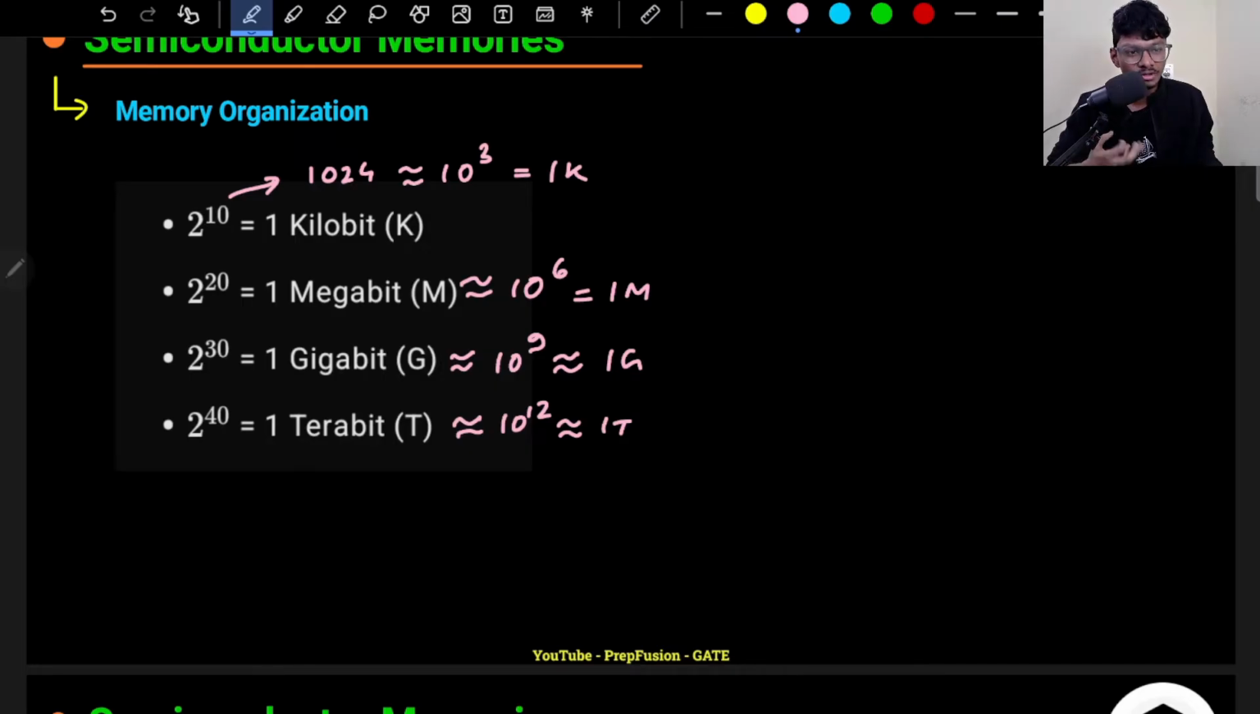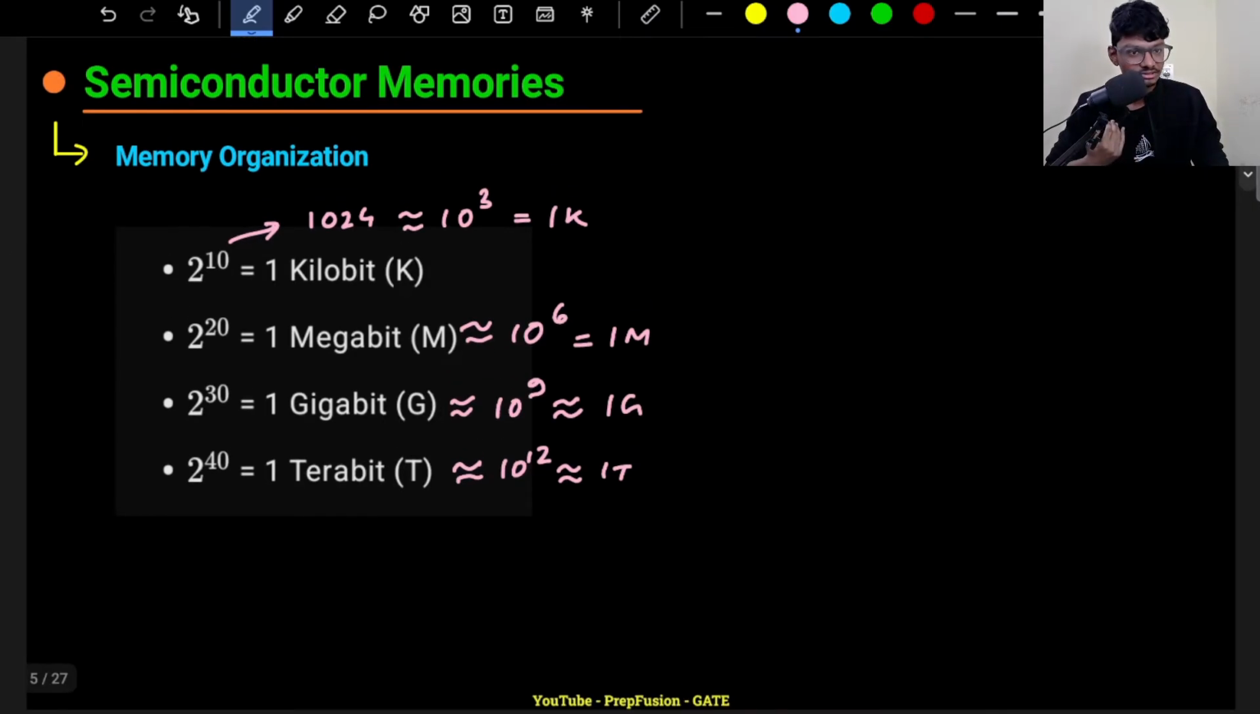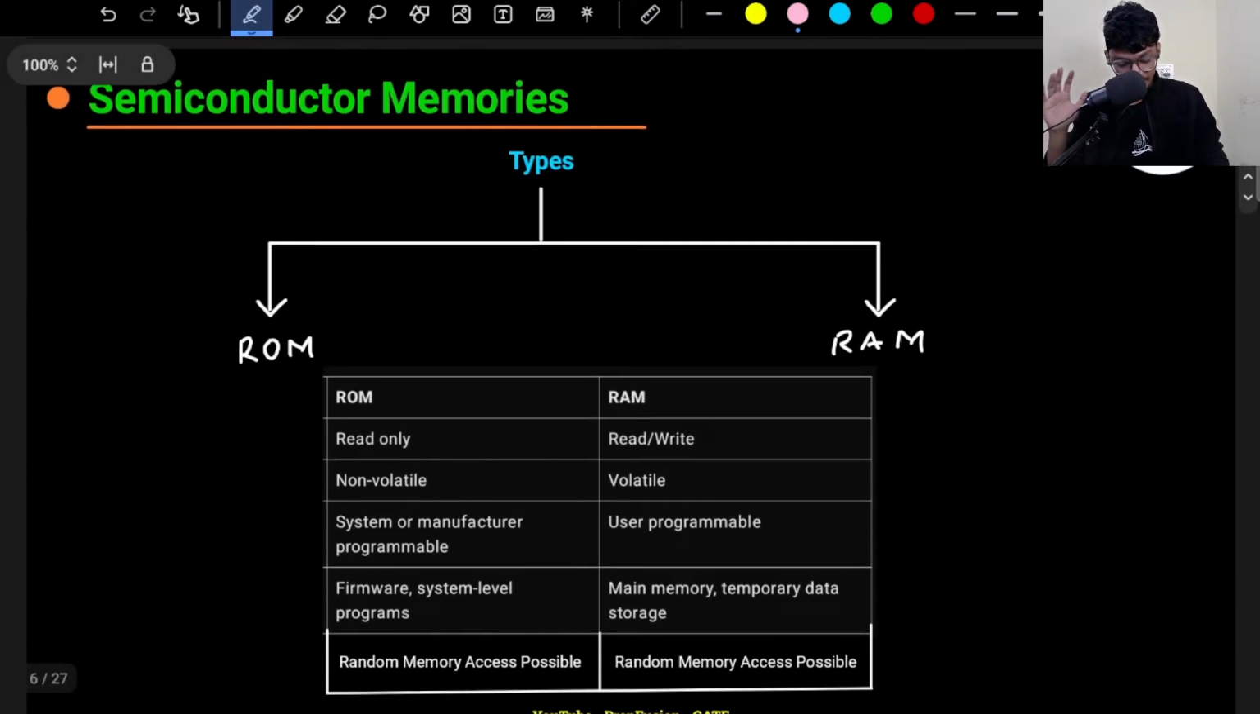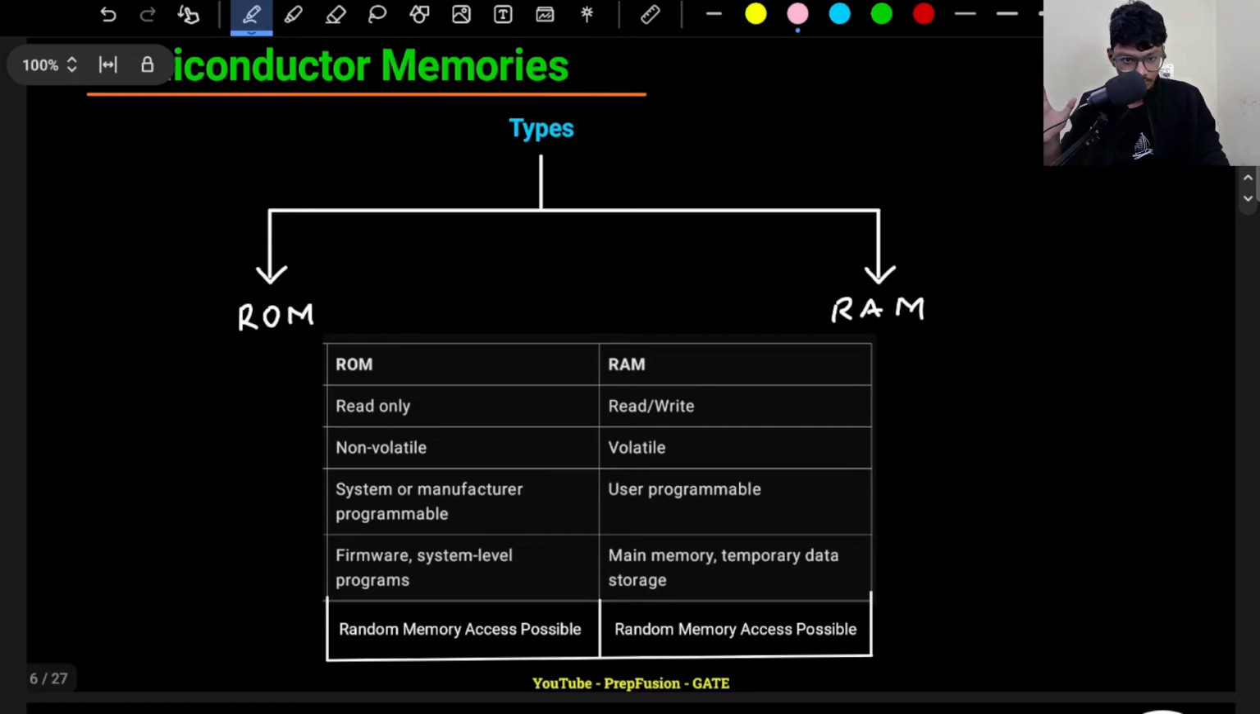So these are a few terminologies that you should know. These are a few basic theoretical aspects that you should know. Now I will come to the semiconductor memories portion. This is the most important portion. Now you have to listen to me very, very carefully.